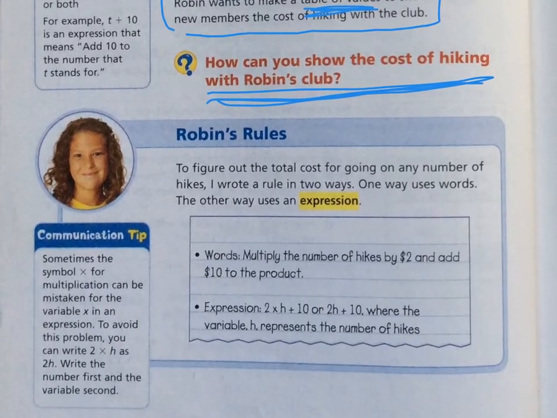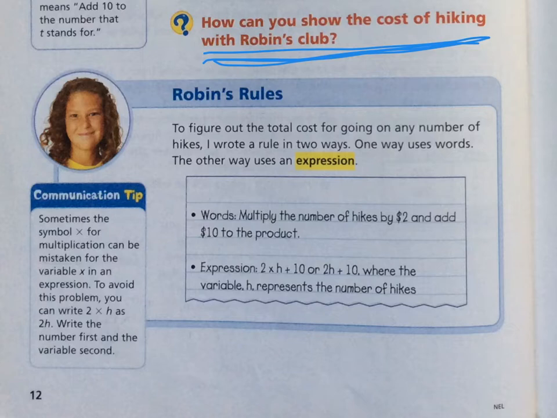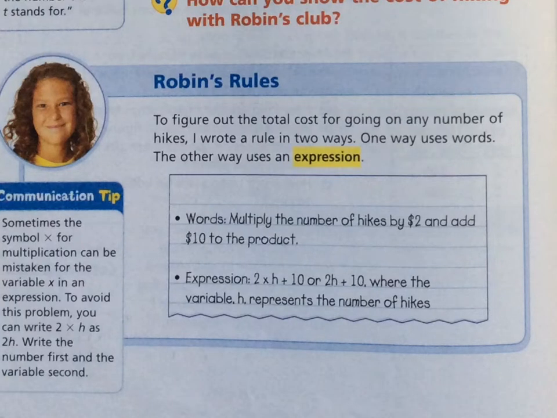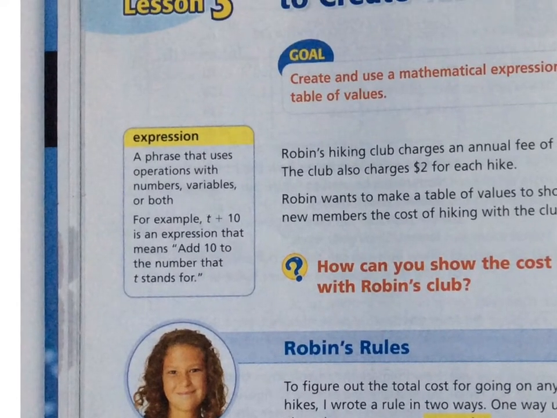Let's check out what Robin's doing here with Robin's rules. To figure out the total cost for going on any number of hikes, I wrote the rule in two ways, says Robin. One way uses words, the other way uses an expression. All right, so she's saying she solved this using two ways. The first way she uses words, and the second way she uses an expression, the same expressions that we were using in this area right here, like 2t plus 10.